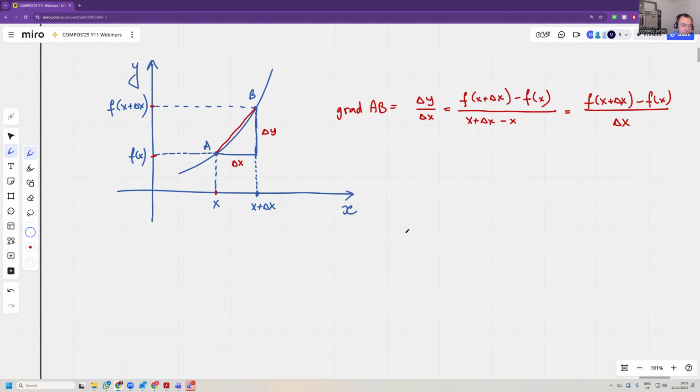Now, if we move point B closer to point A, effectively make delta x smaller, so let's say point B moves here to position B dash. We get a slightly different triangle. Then we move it further, B double dash, and it gets smaller and smaller and smaller.